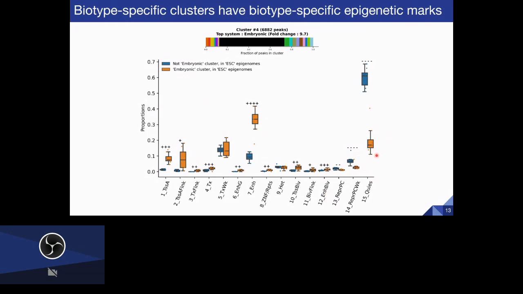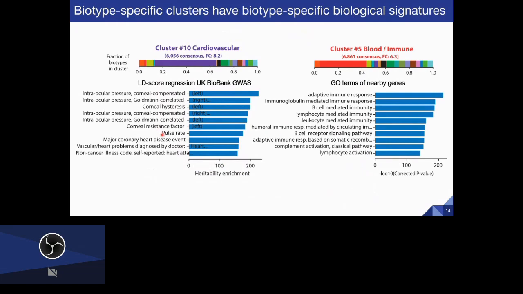I talked in the introduction about variants in GWAS, and what we've done is that we used LD score regression to identify which traits had the strongest heritability enriched in our regions. And as we can observe, we have a lot of traits that are related to the cardiovascular system. So, for example, intraocular pressure that is tightly linked to blood pressure or to pulse rate or to heart disease.